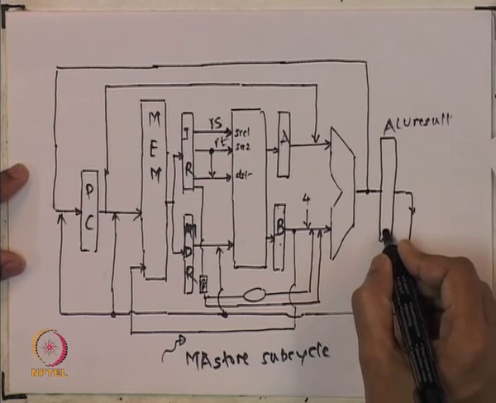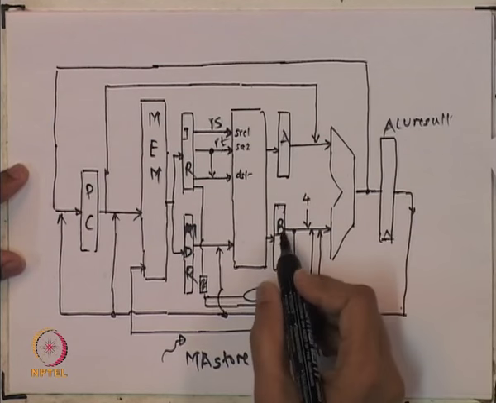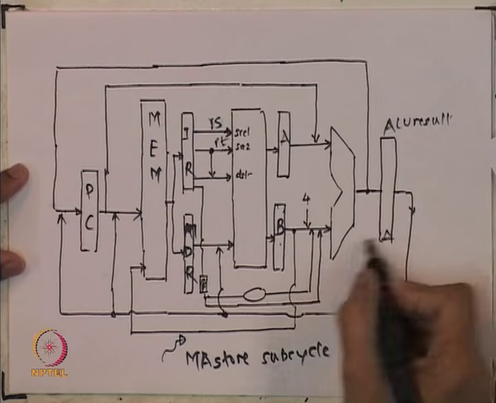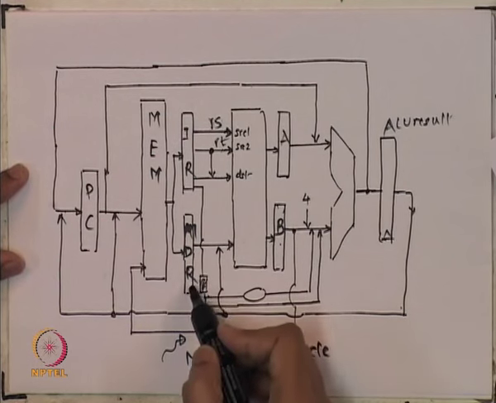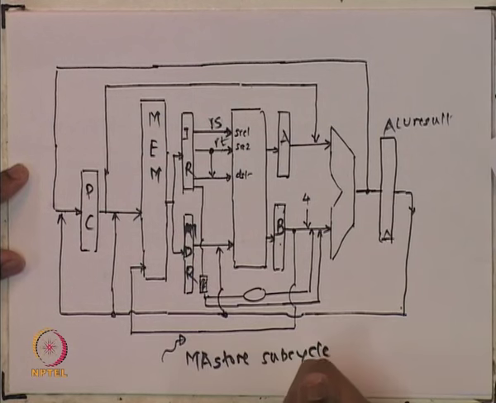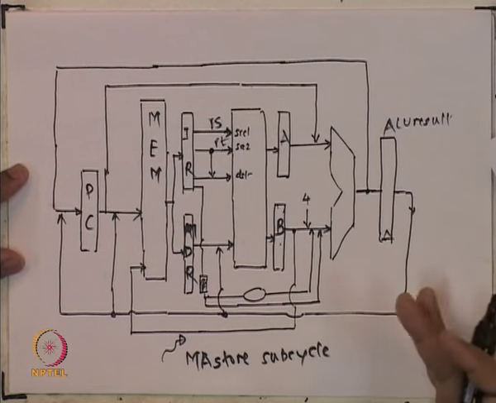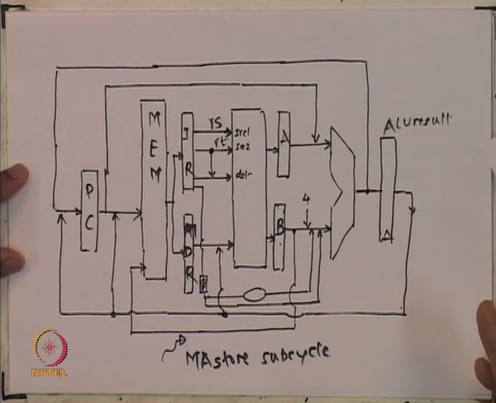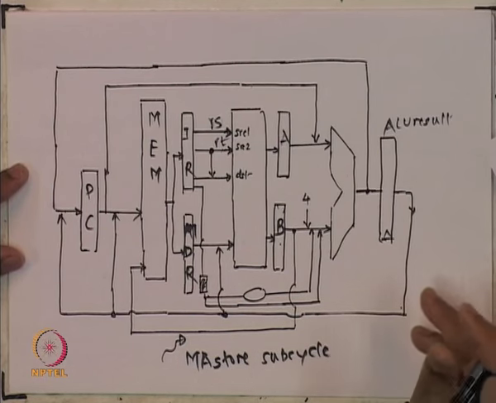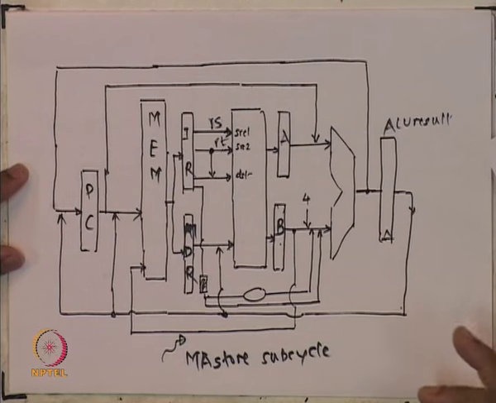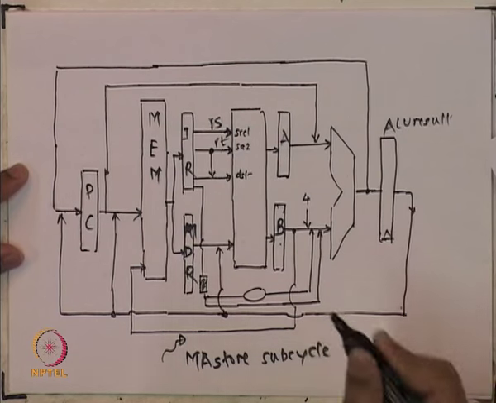So, this is a registered result of the ALU. Please note that I am not showing clock inputs to all these registers. There will be clock inputs to A, B, this register, IR, MDR, all of them are clocked registers. The loading of data into the registers happens at a triggering edge of the clock, provided the registers are enabled by the enable inputs. So, more details have to be seen.